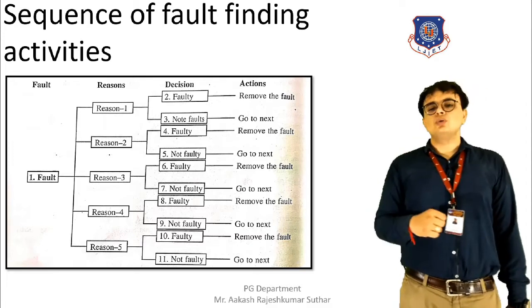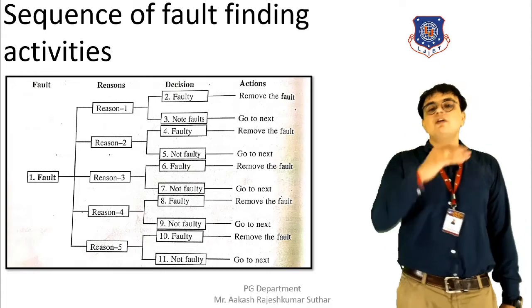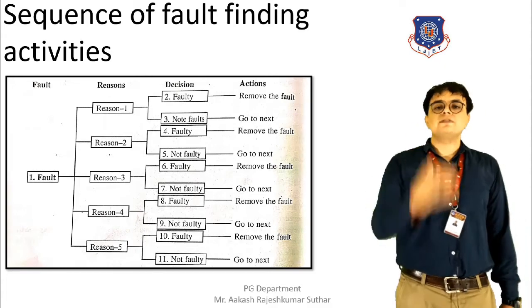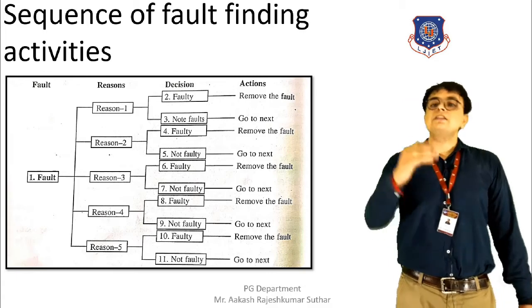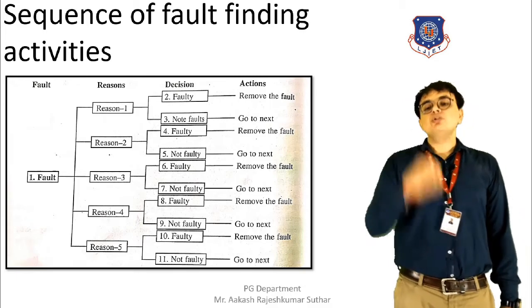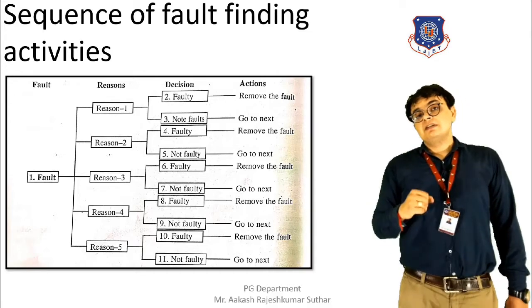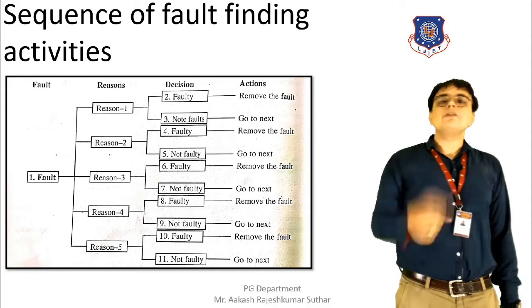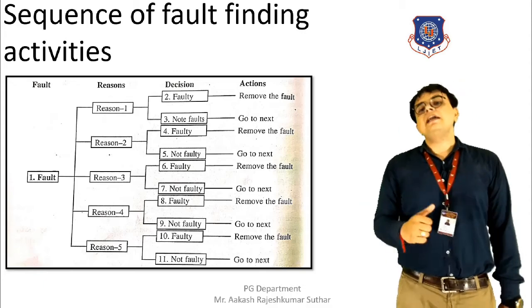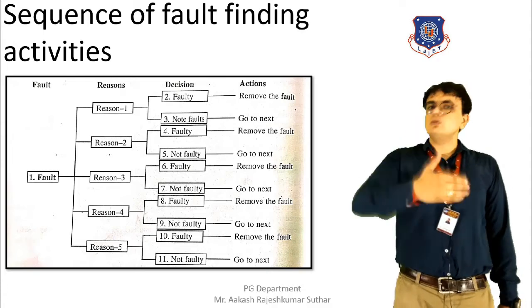In reason 2, if it was found that the fault is being caused because of reason 2, meaning we write faulty, then we should remove the fault. That means we have found the fault. But if reason 2 is not a genuine reason for the fault, then we should write not faulty. That means we should move towards the next fault.